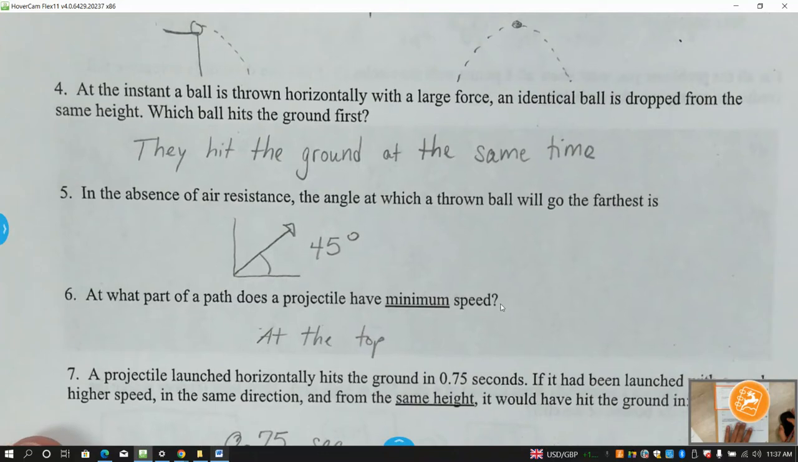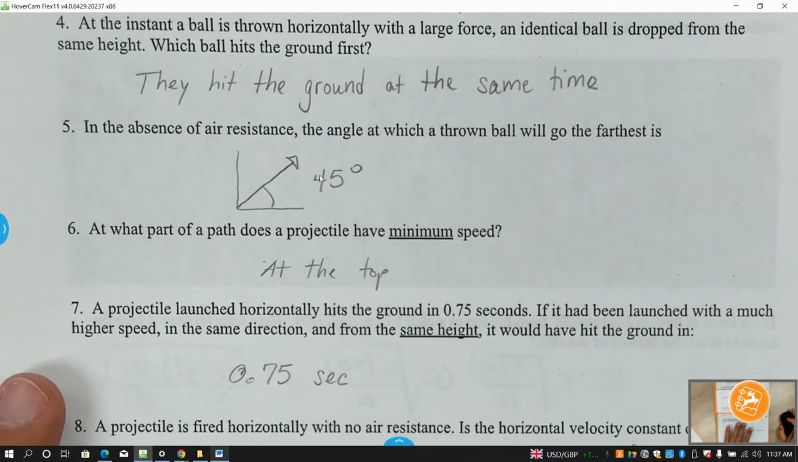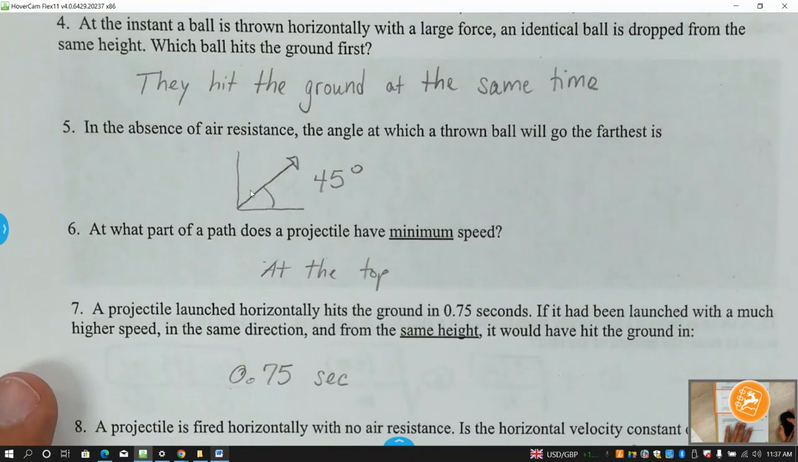In the absence of air resistance, the angle at which a thrown ball will go the farthest is 45 degrees, equal parts, all right, of x and y components. So it's going to give us the best combination of hang time and horizontal velocity, which will enable us to give us the farthest range. At what part of a path does a projectile have its minimum speed? At the top of its path.